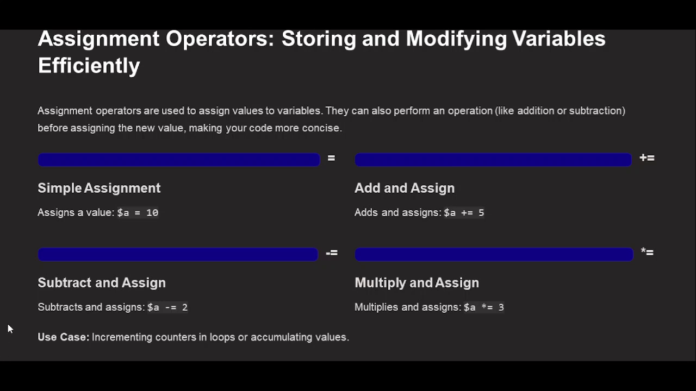Okay. Same way we have subtract and assign. $a -= 2. It means that if the $a value is 10, what will happen? It will subtract 2 from the 10, it will become 8, and then the $a value will become 8.